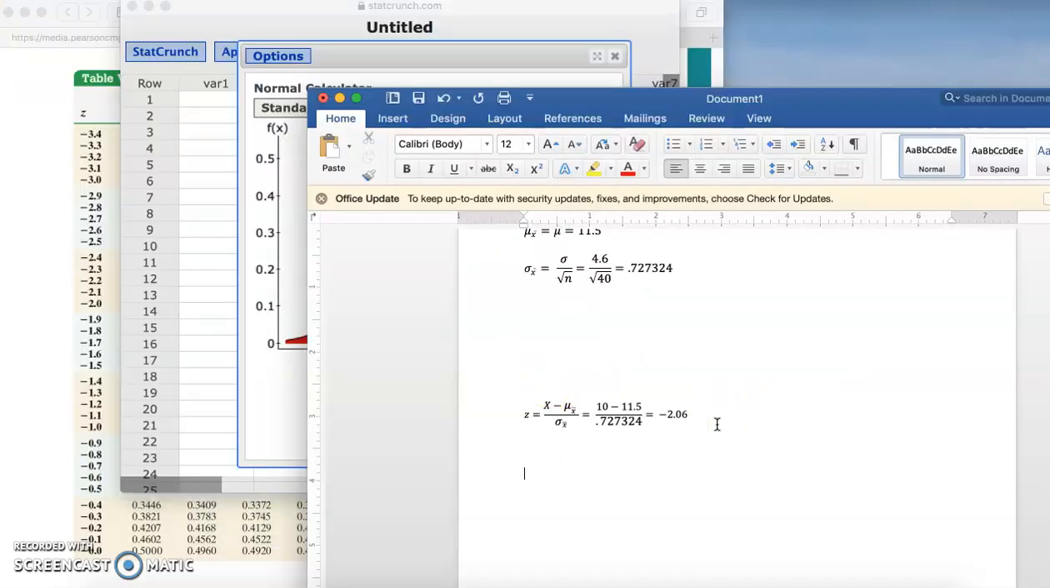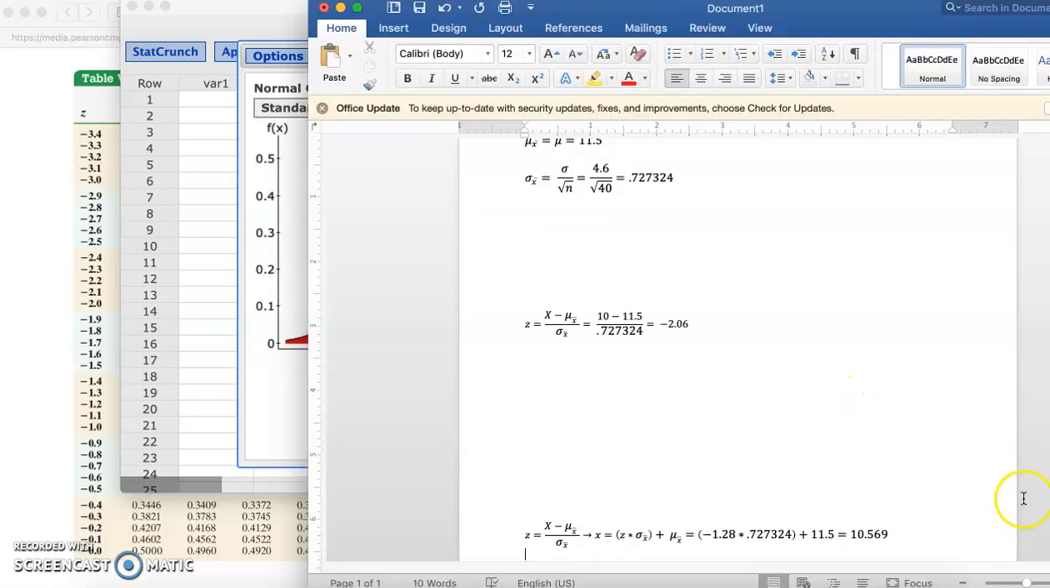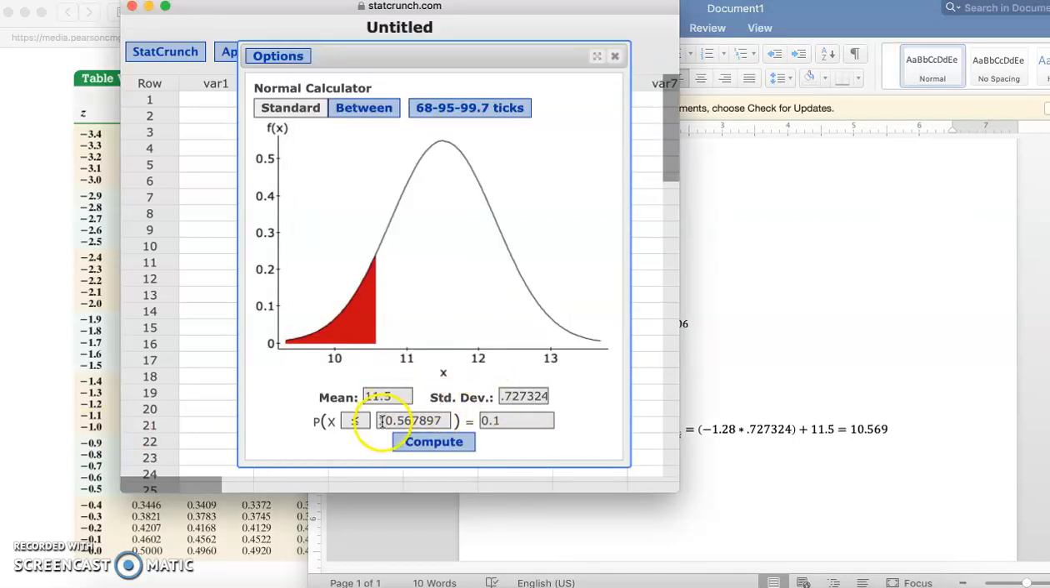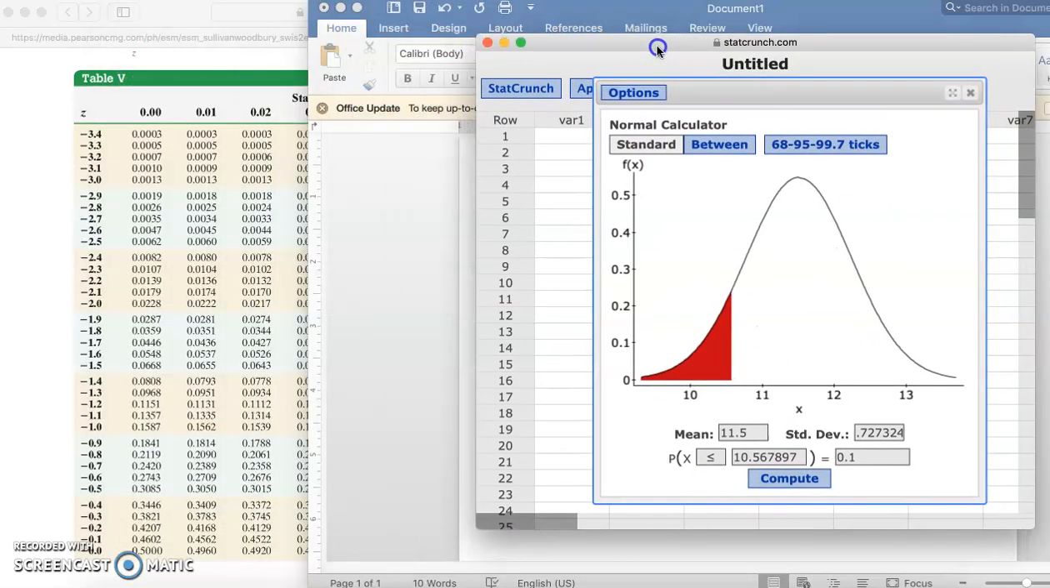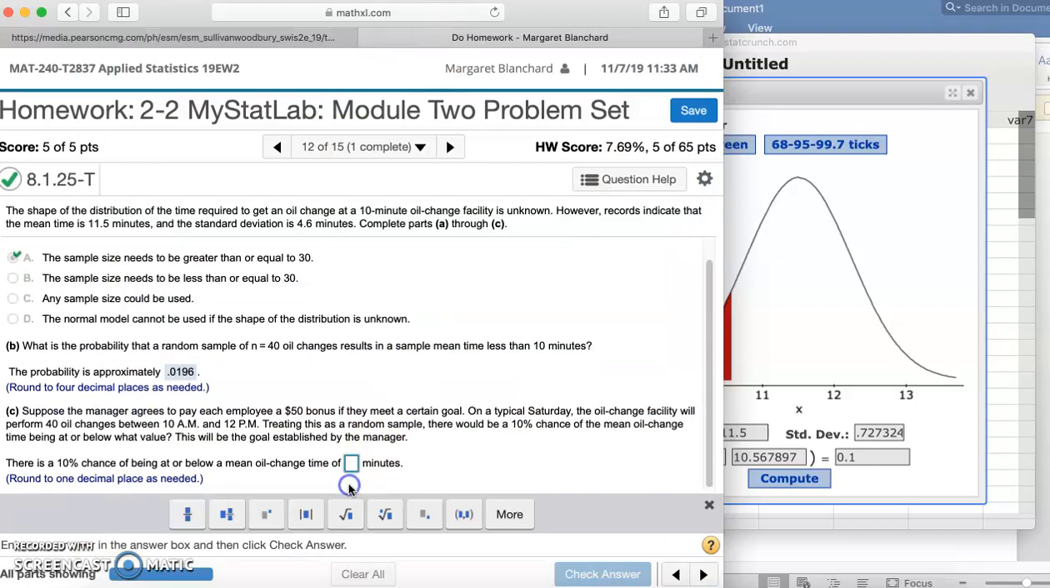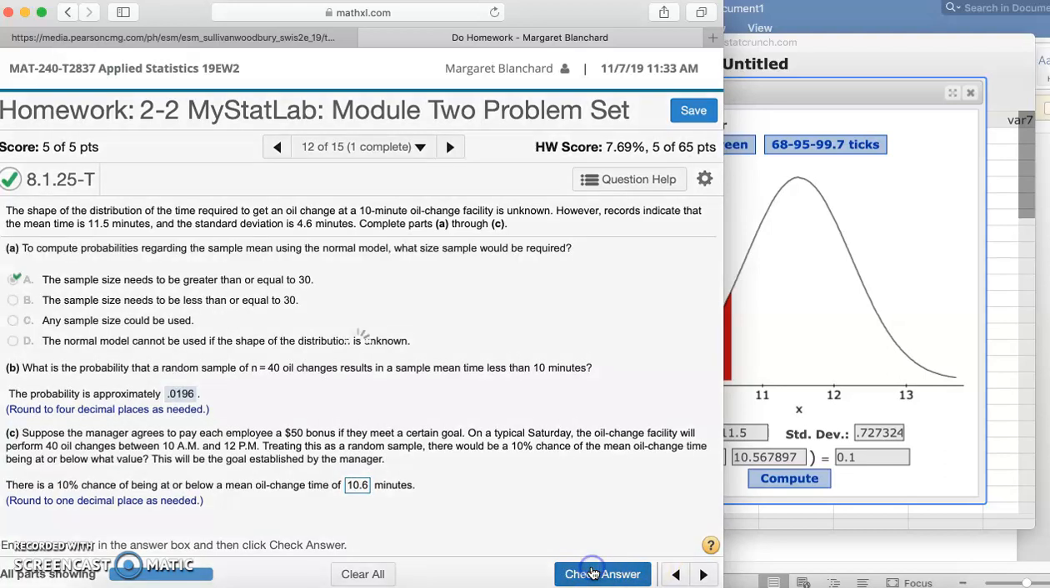Let's see how close that is to our number. Oops, scroll down a little. Oops, sorry about that. There we go. Let's bring that up so we can look. We got 10.569 and they got 10.568. Again, very, very close. So clearly there's some rounding, but they got us basically the same answer. So you can do it either way. Let's go ahead and plug in our answer and check it. It says to round to 1 decimal place. That would be 10.6. Yep, check answer.